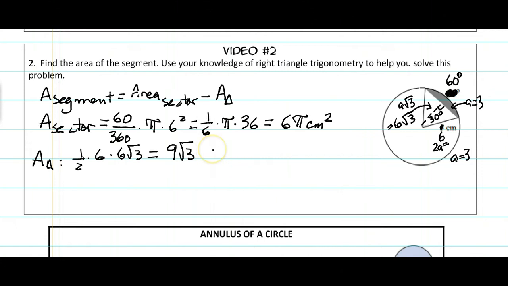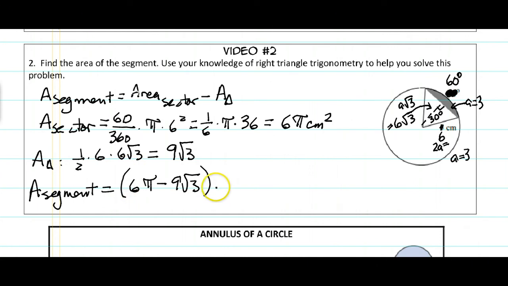So now what we need to do is find the area of the segment by subtracting those two. Area of the segment. So we're going to take the sector, which was 6 pi, and subtract from that the triangle, which was 9 root 3. Make sure we include our units, and we get centimeters squared. So not a very pretty answer. Talk to your teacher if they want a decimal answer, but personally I like this answer, and that's going to give us our segment, which is our little piece of crust.